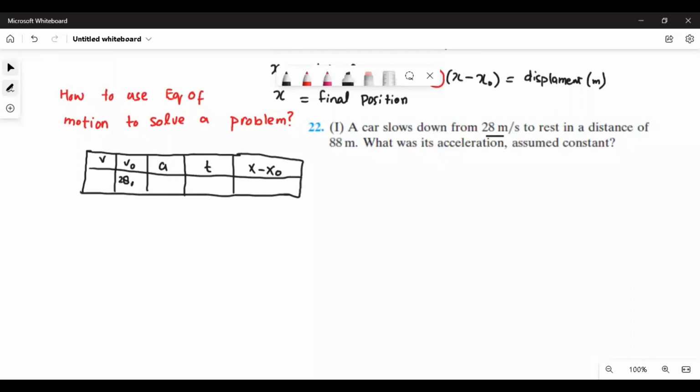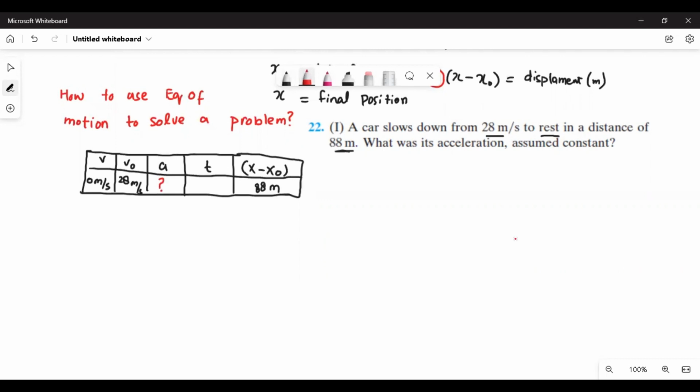So I will write here 28 meters per second. To rest. Rest means it will stop, so the velocity will be 0 meters per second. Now in 88 meters, 88 meters is the distance, the displacement. I just write it here. And then they ask us for finding the acceleration. Actually, this acceleration will be deceleration and your answer will be negative because it's slowing down.